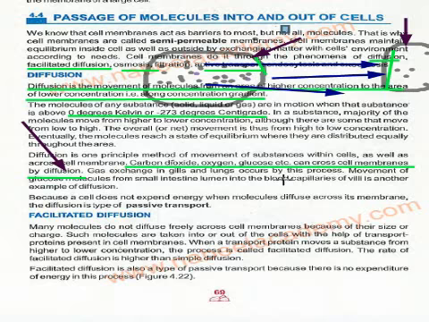Because a cell does not expend energy when molecules diffuse across its membrane, diffusion is a passive transport. Now see, passive transport means we are not going to use energy in this process. In diffusion, we are not going to use energy. And if we say expenditure of energy, it is the same thing. We are not going to expend energy. It means we are not going to use energy, because this is a normal phenomenon.